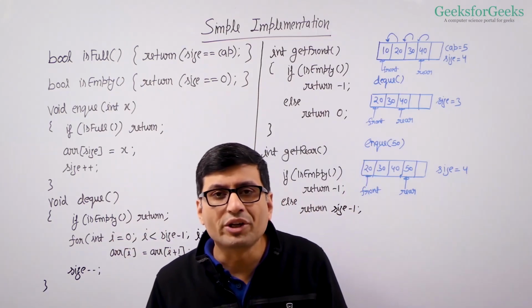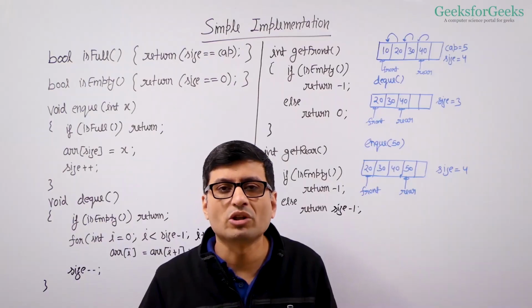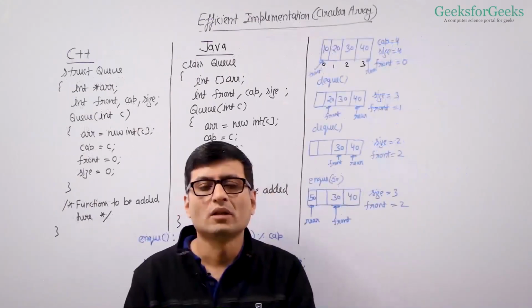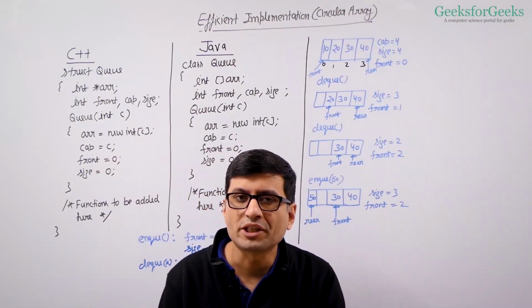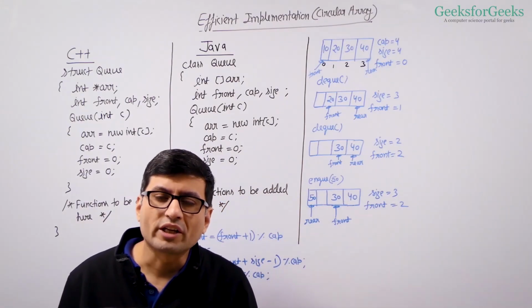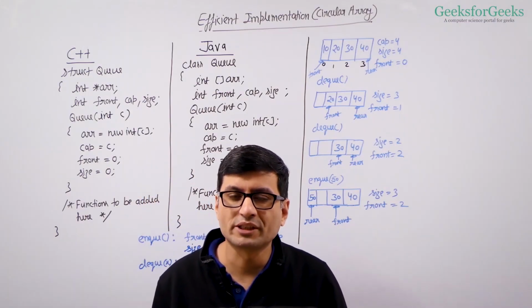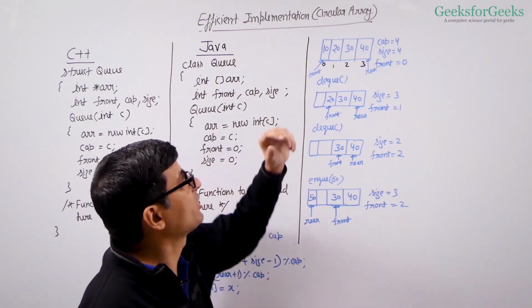Now please pause this video and think of an implementation where time complexities of all the operations are big O of 1. Let us now talk about the efficient implementation. The idea is to use circular array. With circular array, all our operations become big O of 1 and we do not waste any space in the array. Let's see this example to understand.